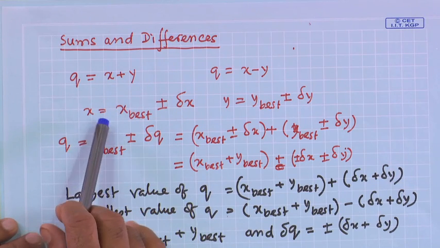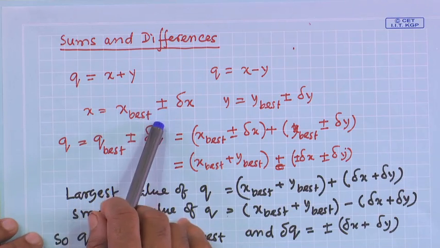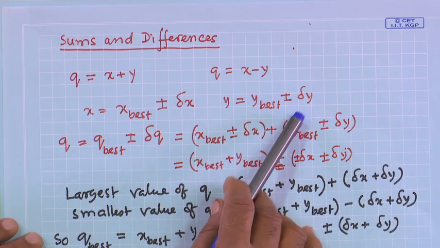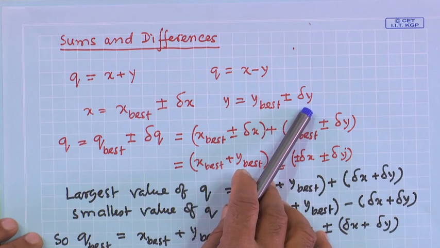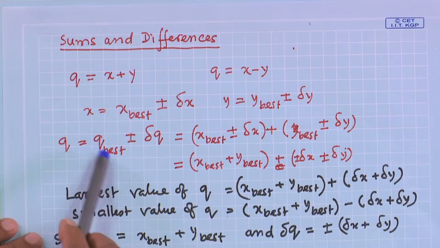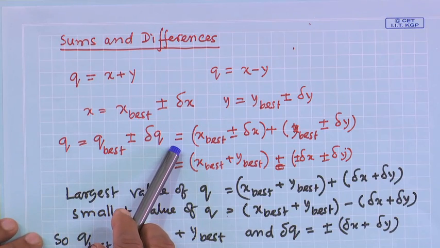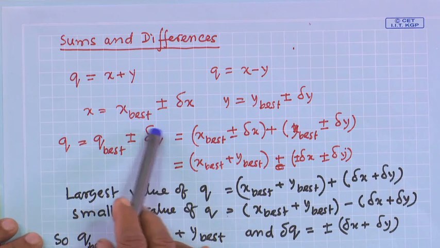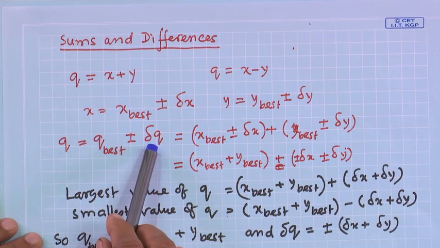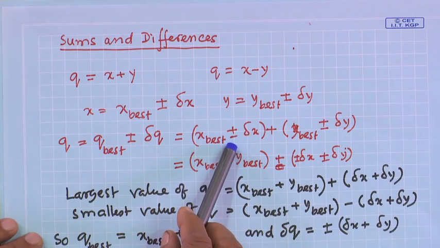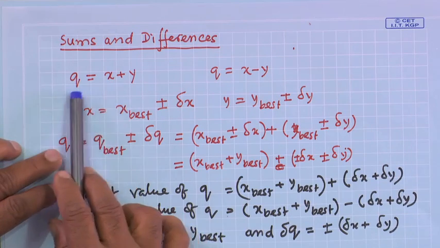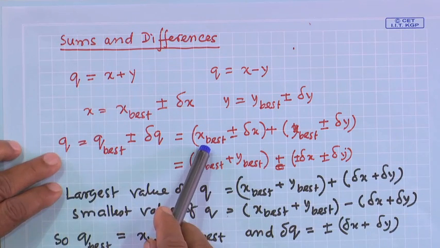So, x we expressed as x best plus minus delta x, y is y best plus minus delta y, right. Then q, basically we have to express as q best plus minus delta q. So, now we want to find out this delta q, the error on q. Then we can write this, basically if you take the summation form.